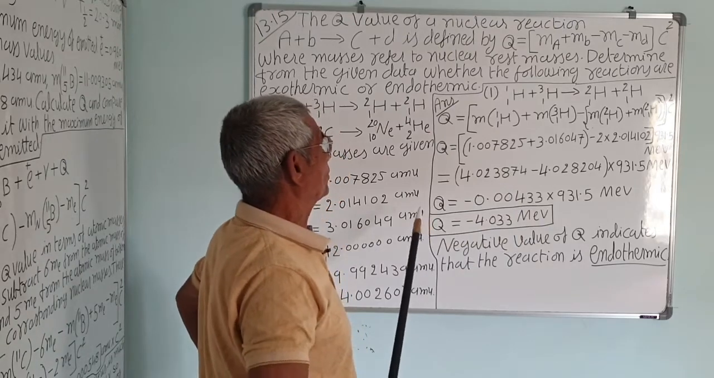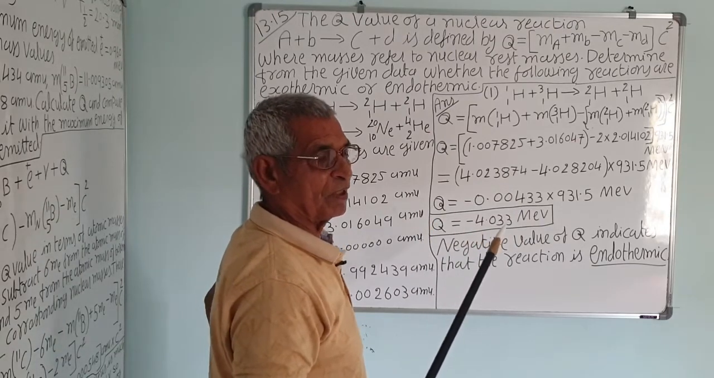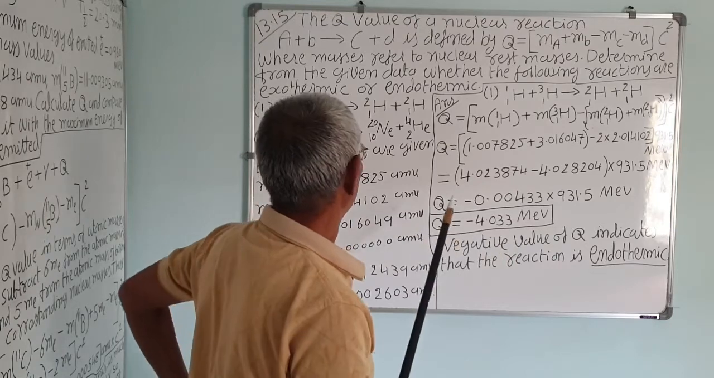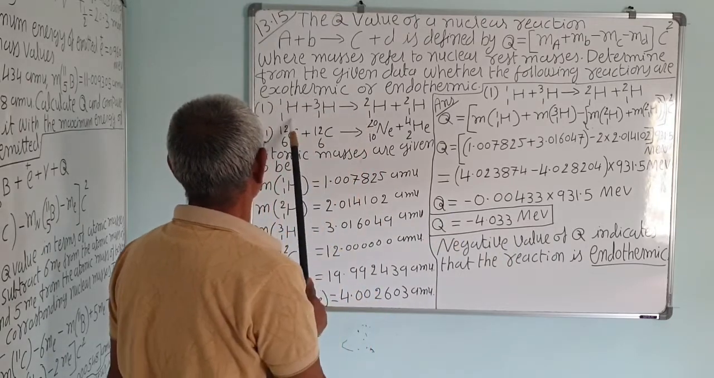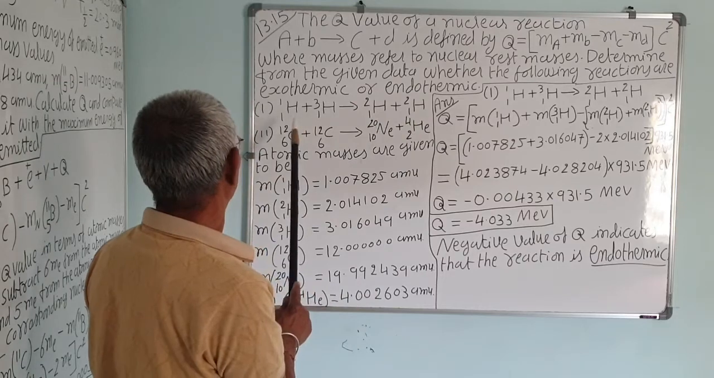Determine from the given data whether the following reactions are exothermic or endothermic. Exothermic means Q is positive. If it is endothermic, Q is negative. Let us calculate Q.